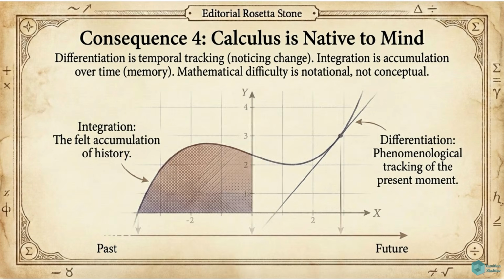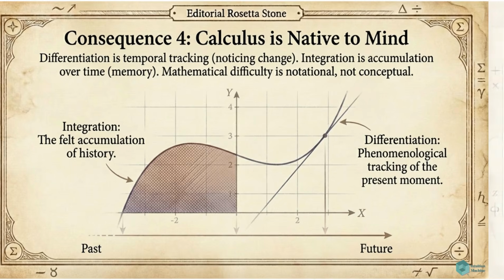Consequence 4. Calculus is native to mind. Differentiation is temporal tracking, noticing change, while integration is accumulation over time, or memory. Mathematical difficulty is primarily notational, not conceptual.